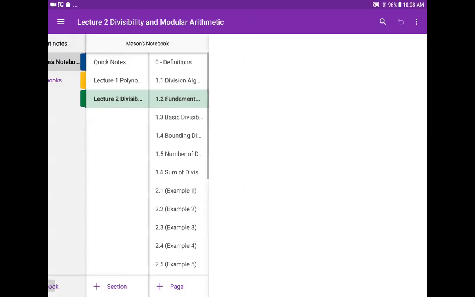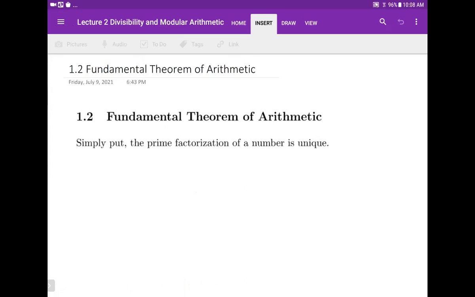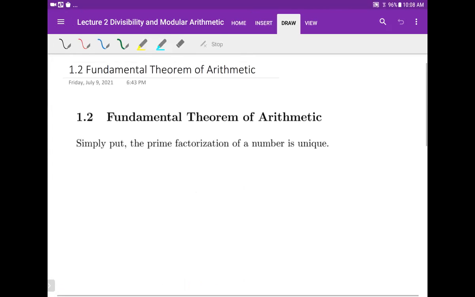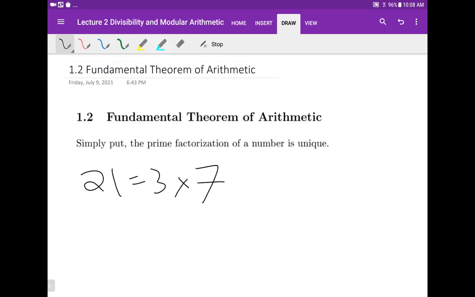And then we have the fundamental theorem of arithmetic, which says that the prime factorization of a number is unique, meaning that a number can't have two prime factorizations. For example, 21 would be equal to 3 times 7, but there are no other factorizations.